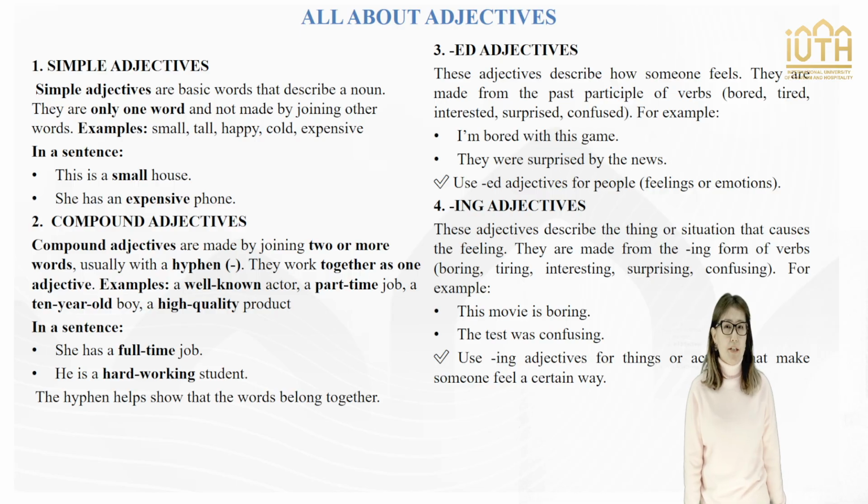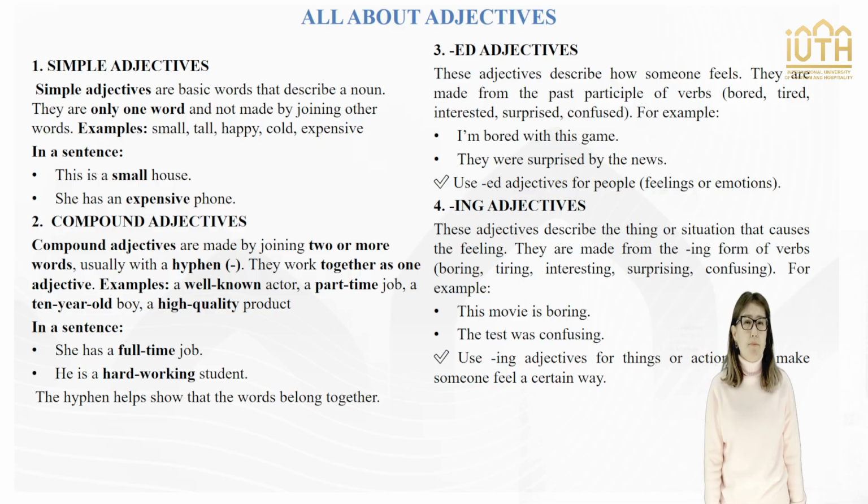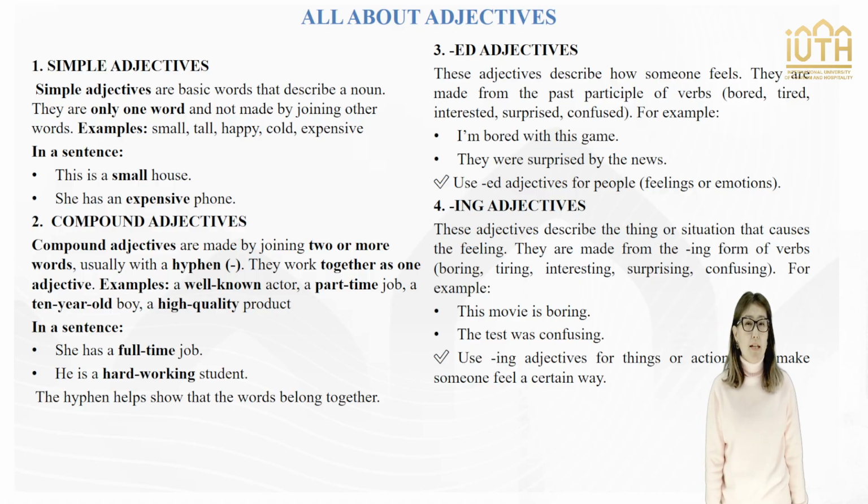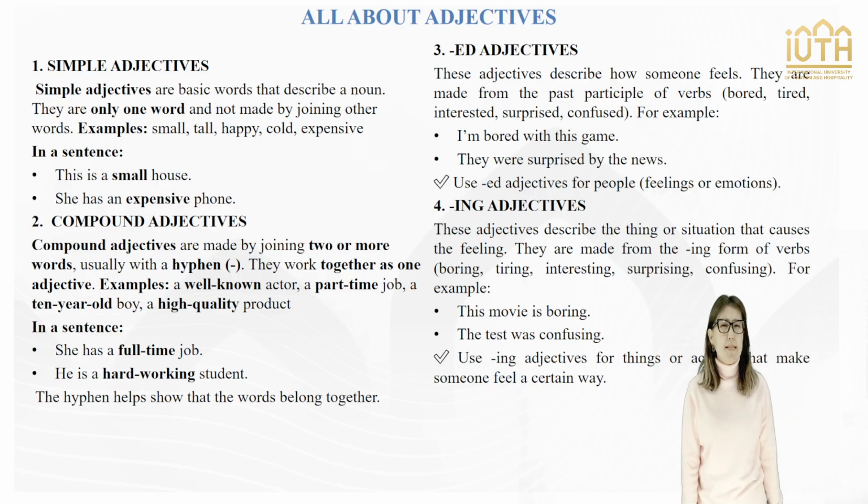Fourth, ing adjectives. These adjectives describe the thing or situation that causes the feeling. They are made from the ing form of verbs. Examples: boring, tiring, interesting, surprising, confusing. In this sentence, the movie is boring. The test was confusing. It is an exciting game. Use ing adjectives for things or actions that make someone feel a certain way.